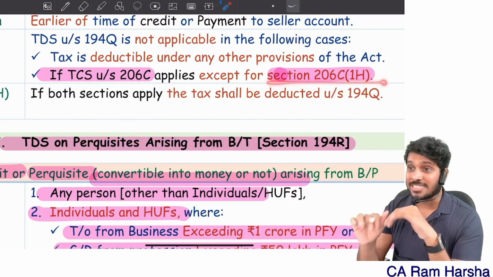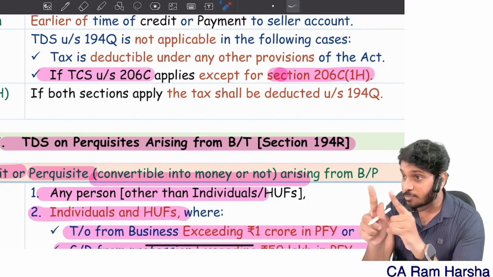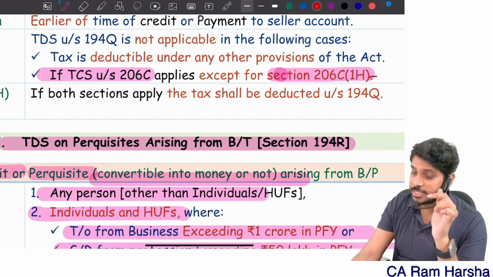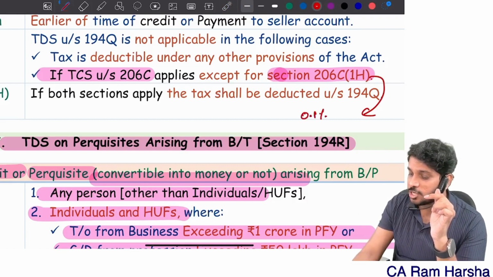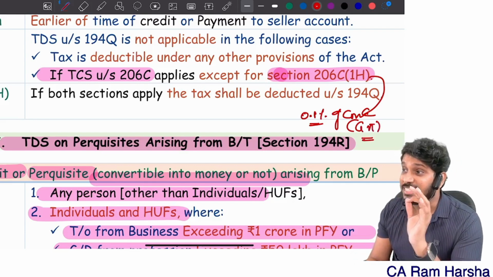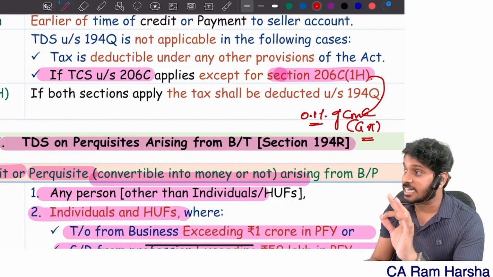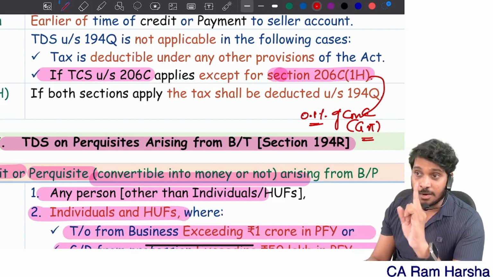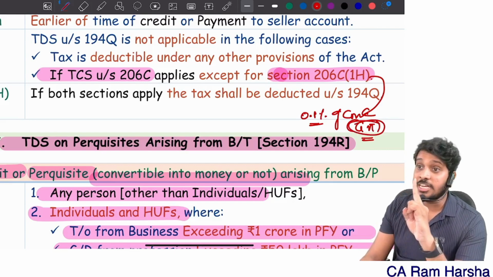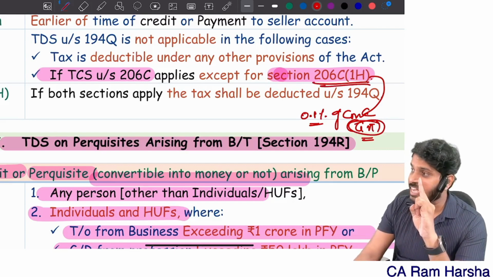Now, 206C 1H says, a seller whose last year turnover is more than 10 crore, if selling to a single buyer for more than 50 lakh in a year, has to collect 0.1% of the consideration, which includes GST. Value of consideration is exceeding 50 lakh. For determining the value of consideration, the GST component is also considered in the TCS provision 206C 1H.